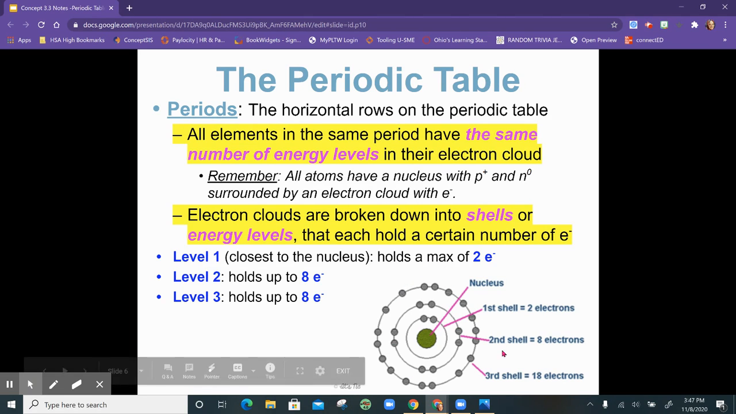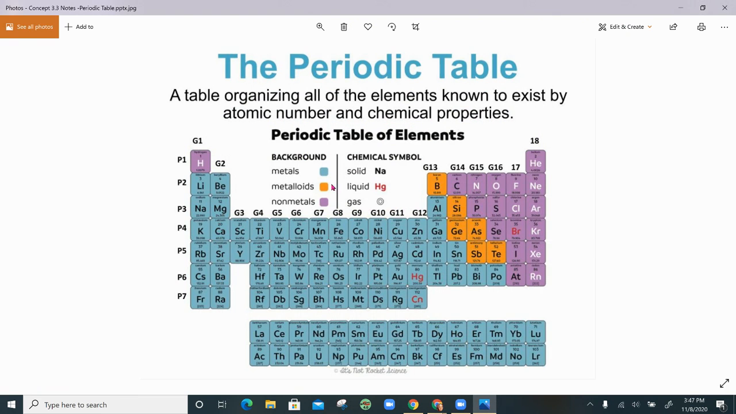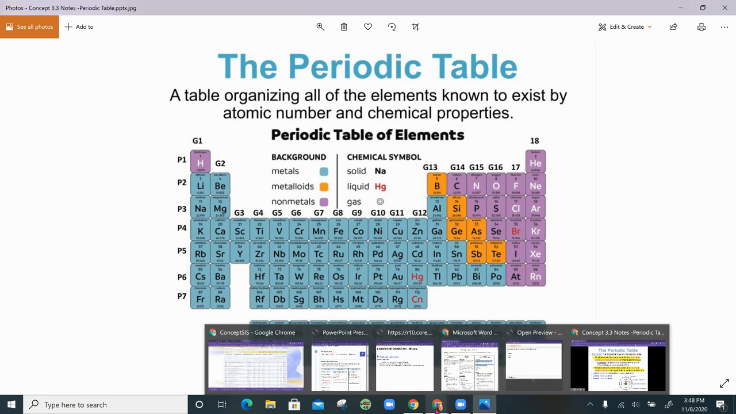Well, sometimes it can hold up to 18 electrons, but again, this is for transition metals. Transition metals can hold up to 18, but if it's not a transition metal, not located at the center, then it can get a maximum of 8 in the third shell. But if it's a transition metal, it can get up to 18. That's what makes them transition. They can have a maximum of 18 in their third shell.